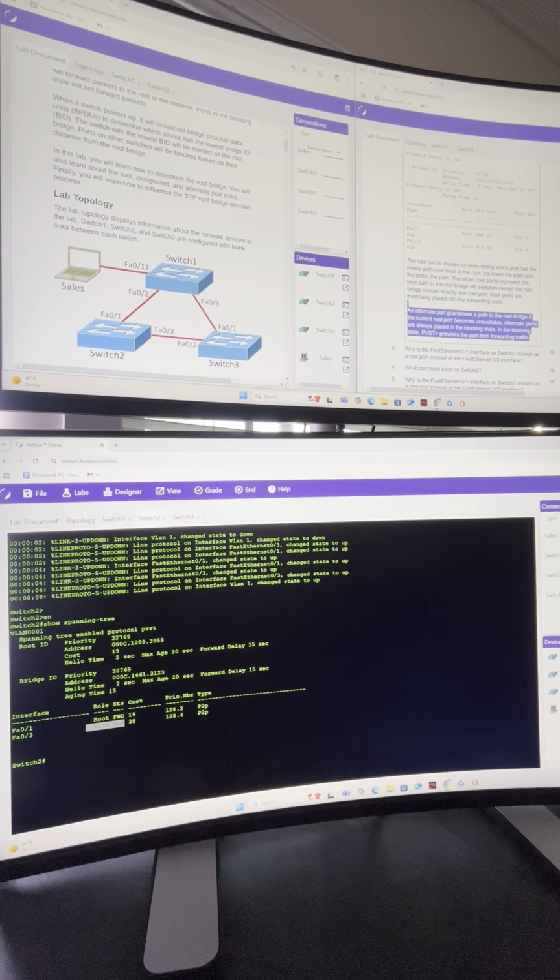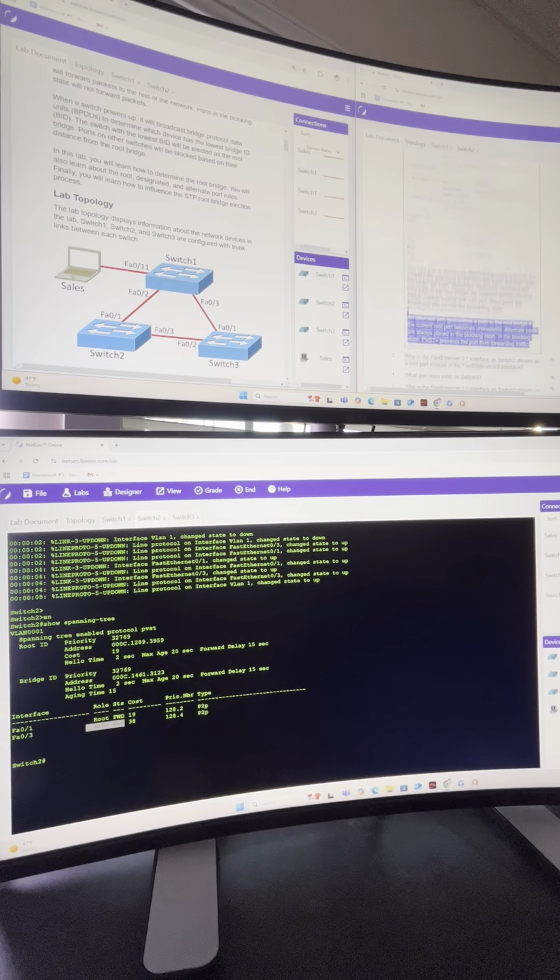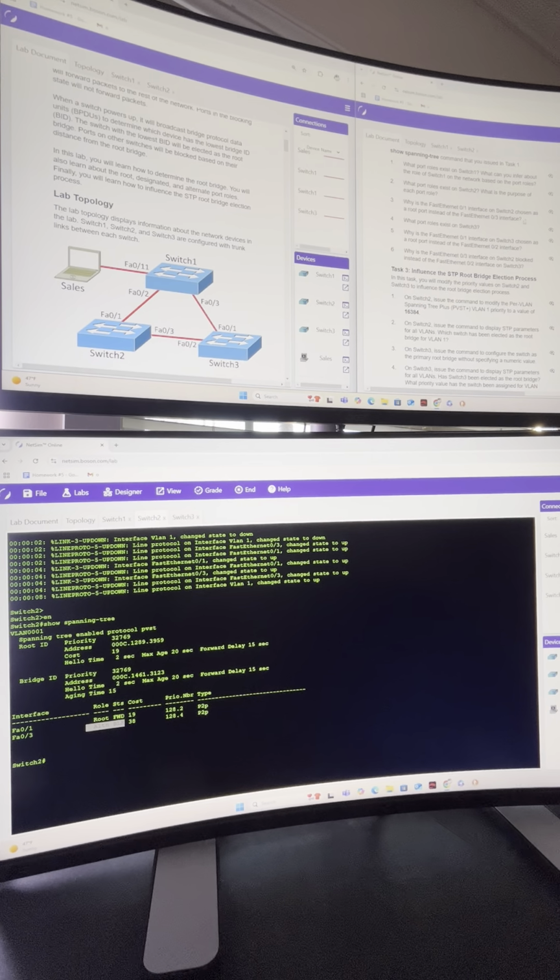And right here it says an alternate port guarantees a path to the root bridge if the current root port becomes unavailable. Alternate ports are always placed in the blocking state. In the blocking state, PVST prevents the port from forwarding traffic. All right, that's good information to know, and that's kind of what I just explained.